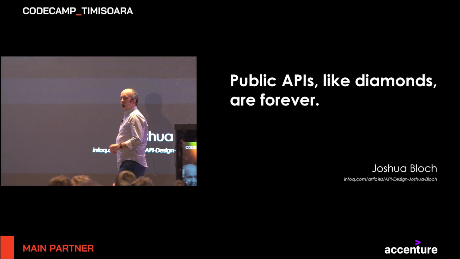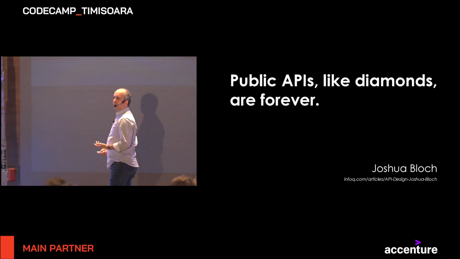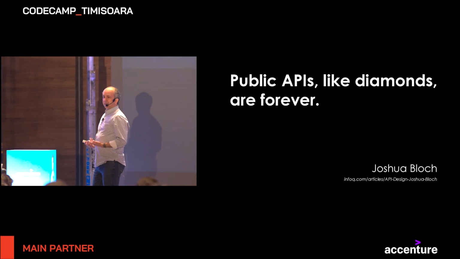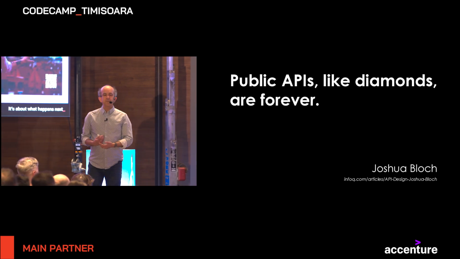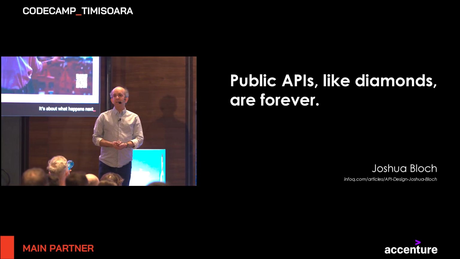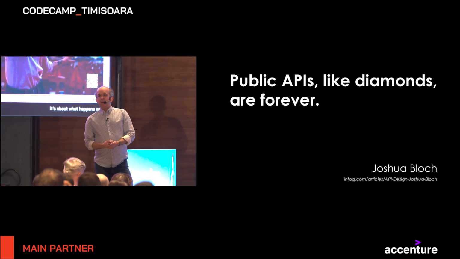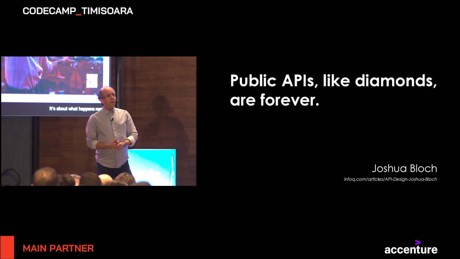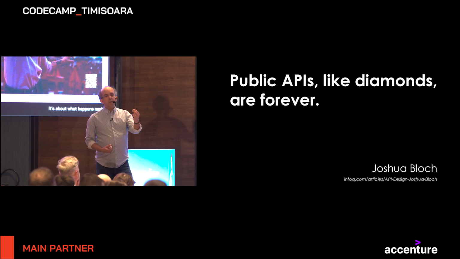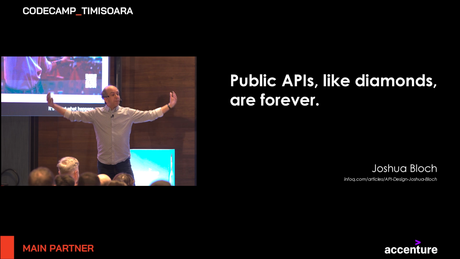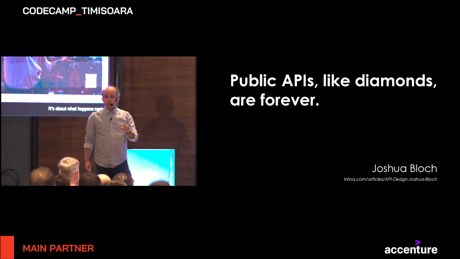Observation from Josh Block, who used to work for Sun and designed the Java collections classes. He made this observation: public APIs like diamonds are forever. They're going to last. And they don't last because it's an intrinsic quality, they last because it's an extrinsic quality. It is about the dependencies on them. And by the way, if nobody depends on them, it's really easy to change. Yeah.